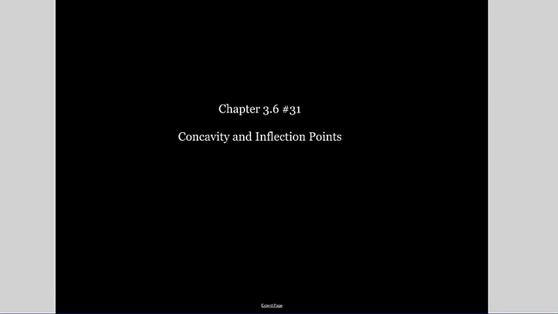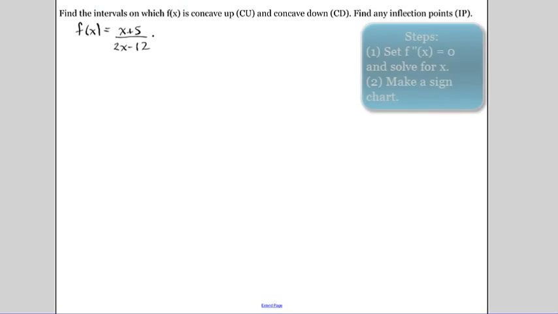In this tutorial, we will find the concavity and inflection points using the second derivative. Find the intervals on which f of x is concave up and concave down. Find any inflection points. So f of x equals x plus 5 all divided by 2x minus 12.